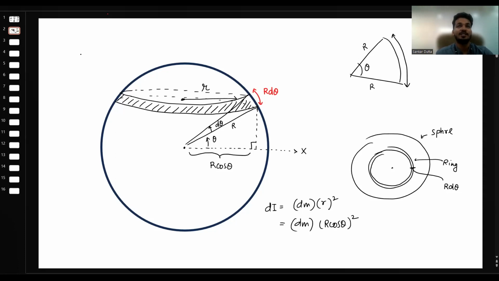Now, one last question: How do you find out dm? Well, in a hollow sphere, you can think of the total area. The total area is what? Total area of a sphere.